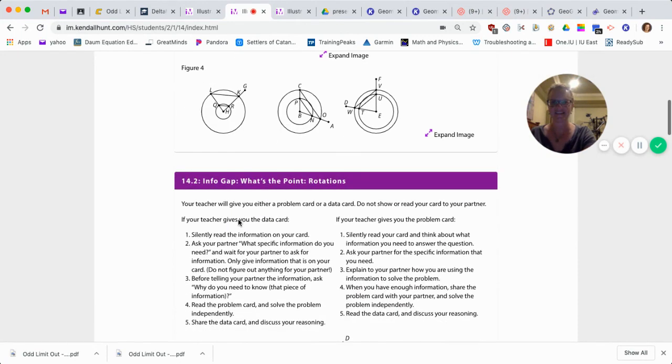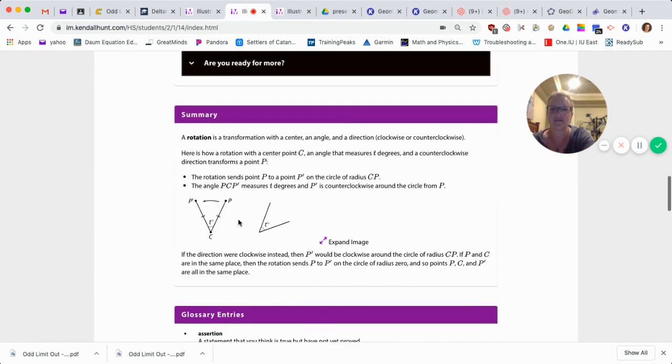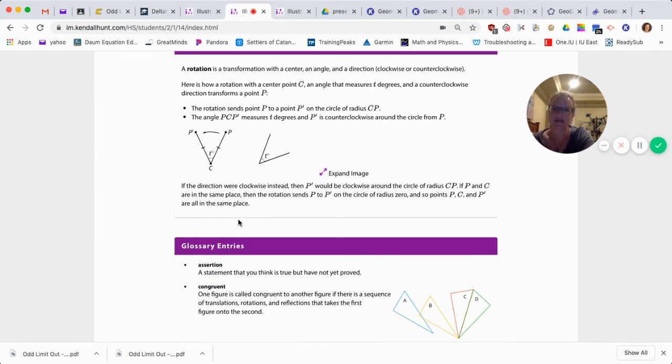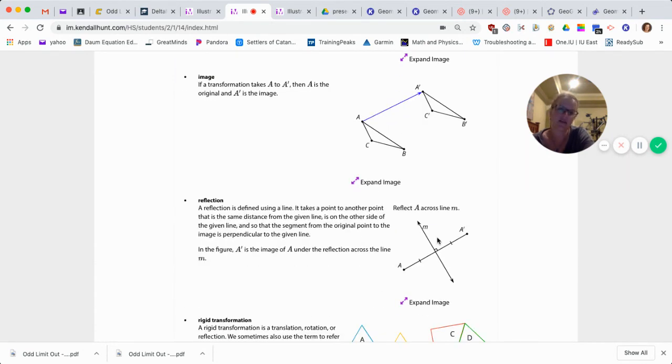Here's your lesson. So we didn't do that. We did this, turning into triangles, and then we have our summary. Okay, we did a lot of copying and rotating here, and that was it. So 3 sort of short lessons in a row make up our translating and rotation segment of our Unit 1. All right, good job.